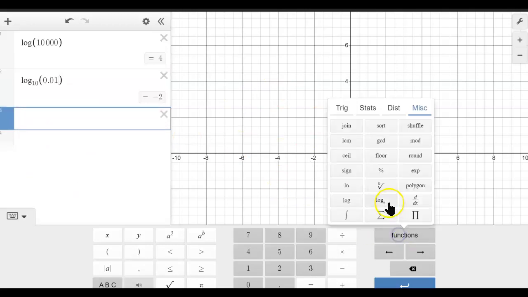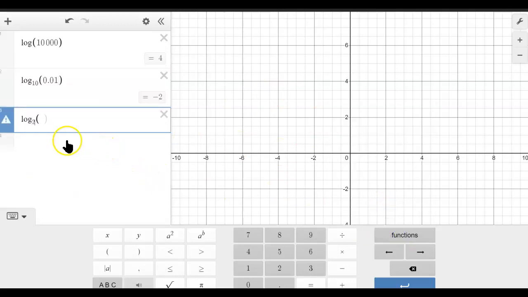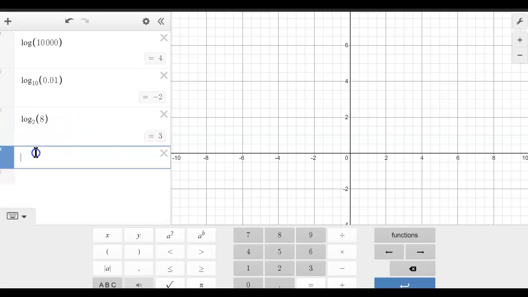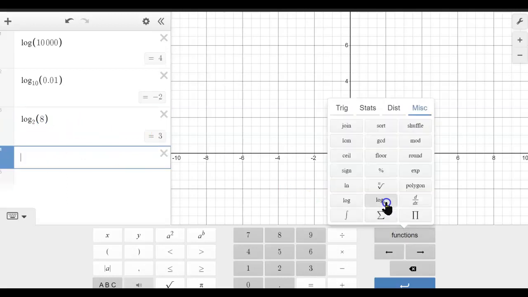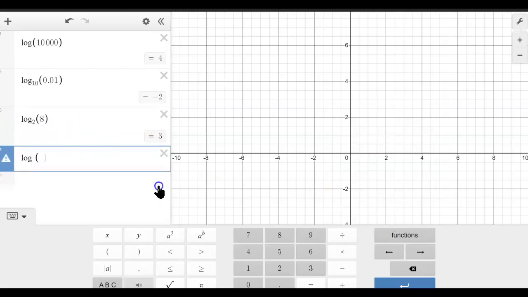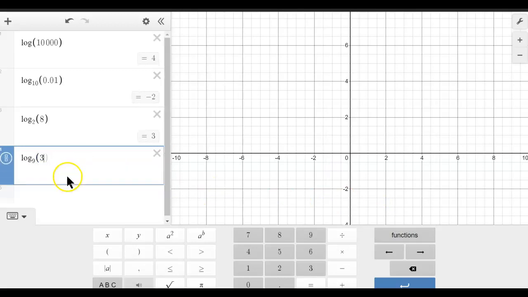Another example we had was log base 2 of 8. This is saying that 2 raised to the 3rd power is equal to 8. We had log base 9 of 3, and the answer it's giving us is 0.5. Remember that if you raise something to the square root, the power is actually 1/2. So 9 to the 1/2 power, or the square root of 9, is equal to 3.